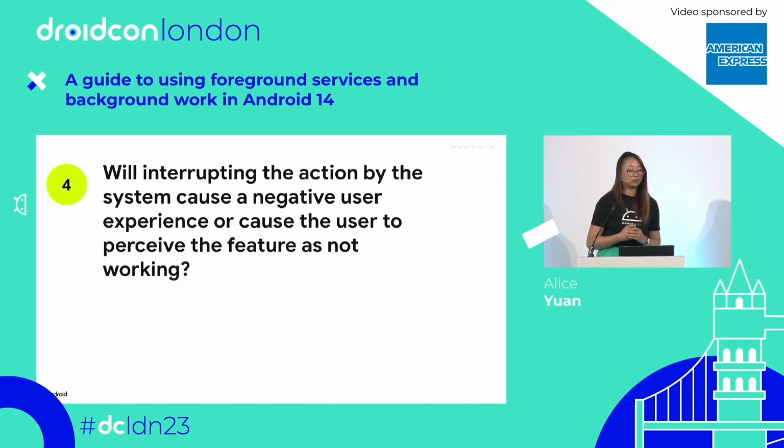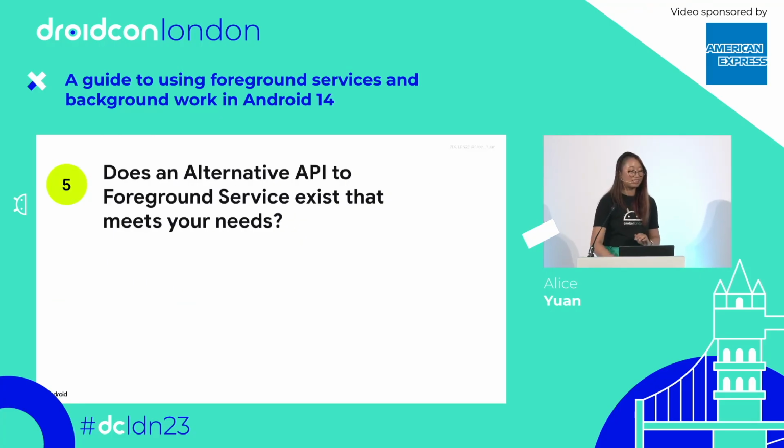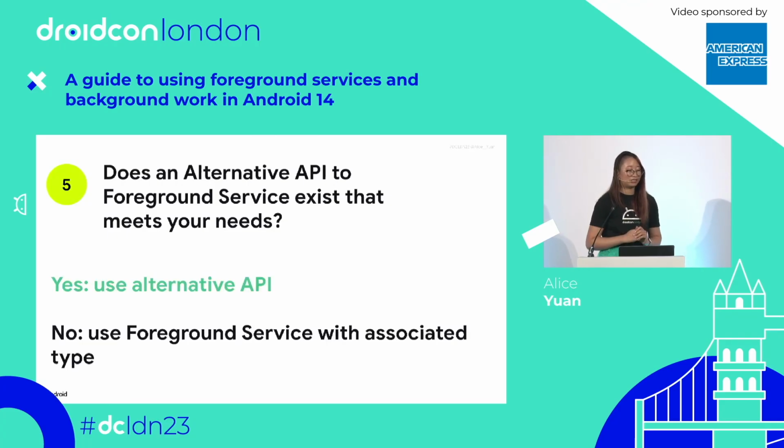Fourth, will interrupting the action cause a negative user experience or cause a user to see this as not working? Again, this is something that Work Manager is much better capable of handling, and it has all of these various mechanisms to retry the action at a later time, so redesign to use Work Manager. And finally, does there exist an alternative API to foreground service that meets your needs? If there is, then you can use the alternative API, and if not, use foreground service with the associated type.